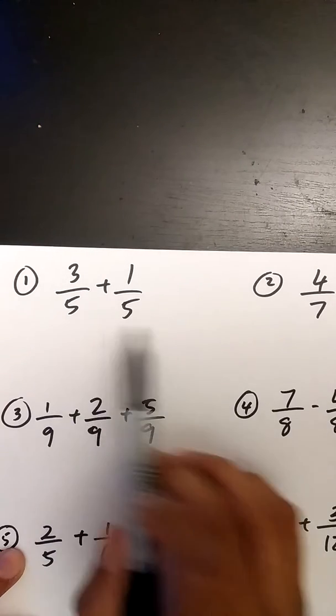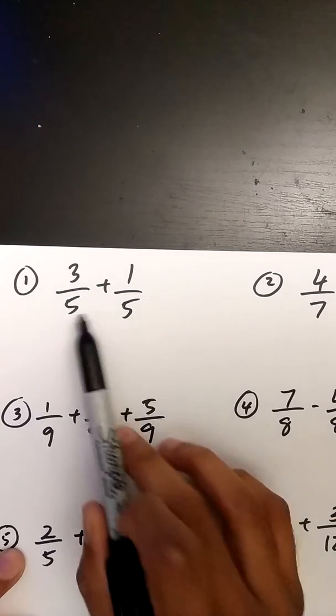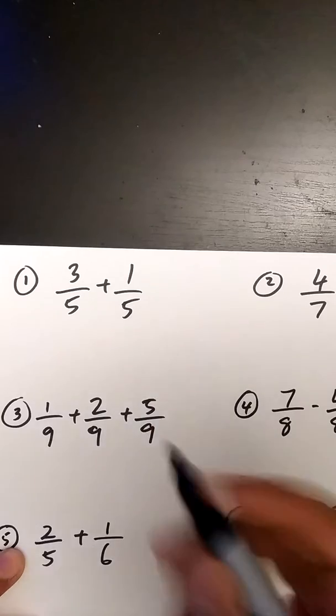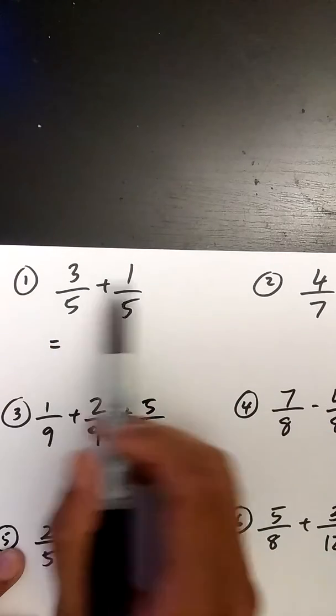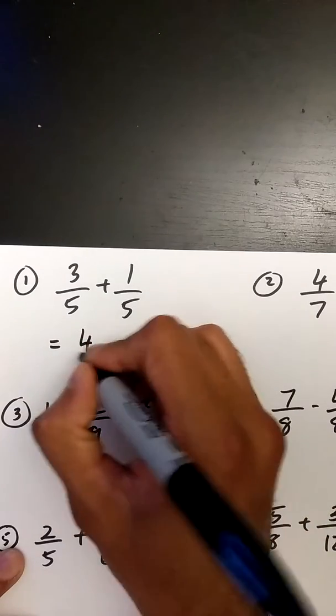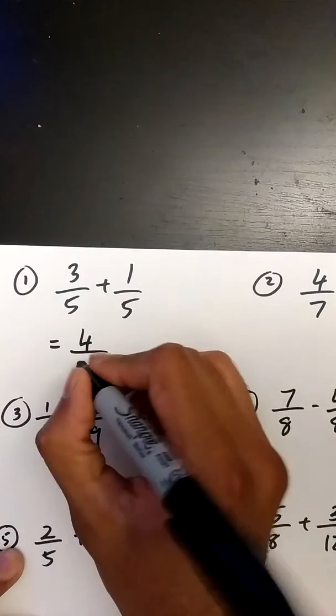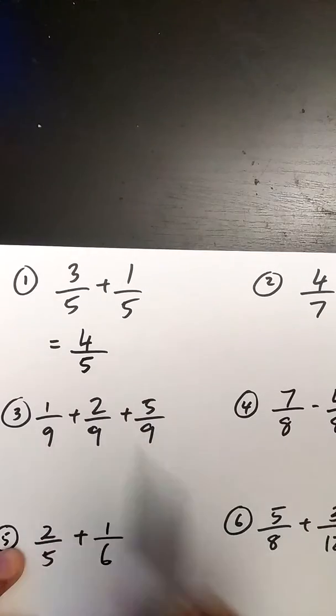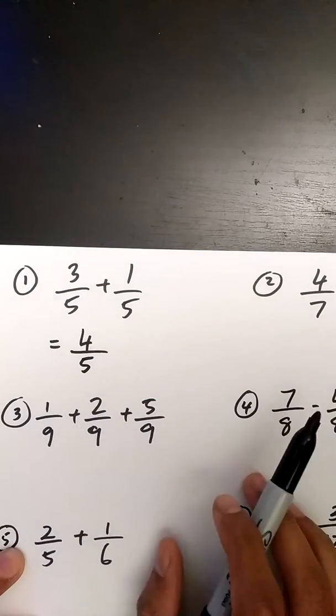Okay, so when adding or subtracting fractions, you want to make sure that the denominator is exactly the same. If the denominator is the same, you can just combine the top by doing the addition. So 3 plus 1 is 4. And the bottoms just combine, so you have the same denominator. Just make sure you don't add the bottoms.